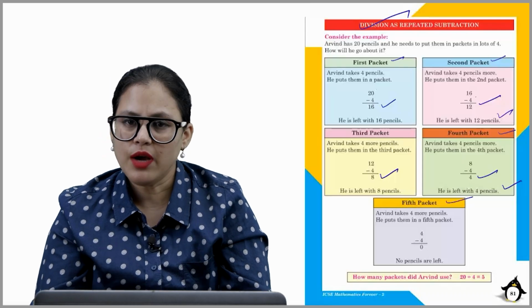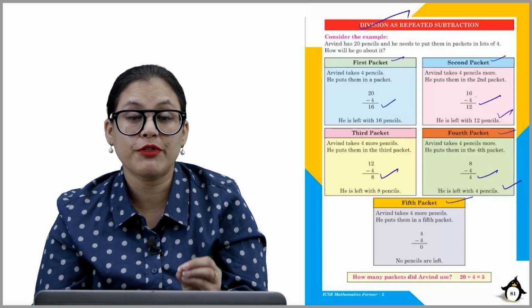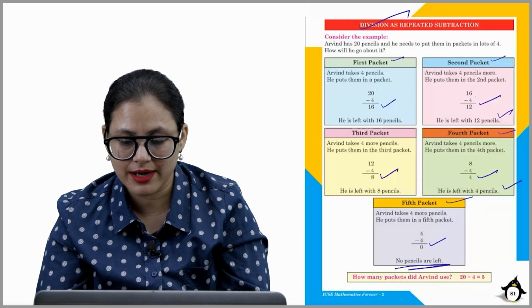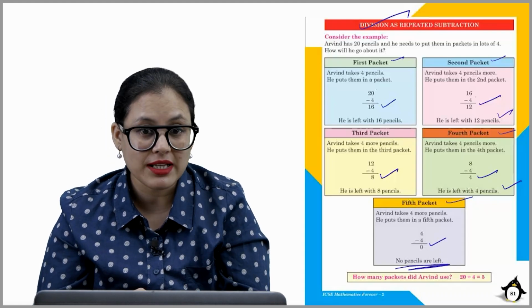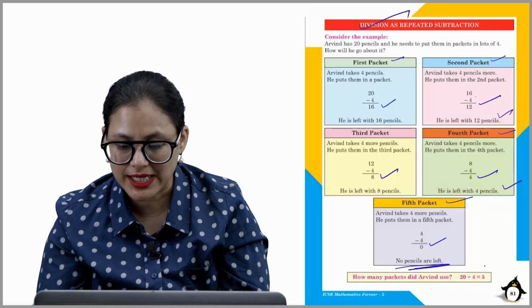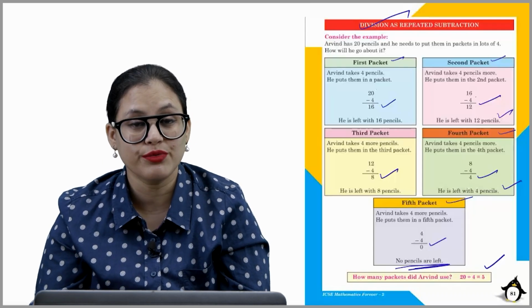Fifth packet. Arvind takes 4 more pencils. He puts them in a fifth packet. 4 minus 4 is 0. Now, no pencils are left. How many packets did Arvind use? 1, 2, 3, 4, 5. That means 20 divided by 4 is equals to 5.